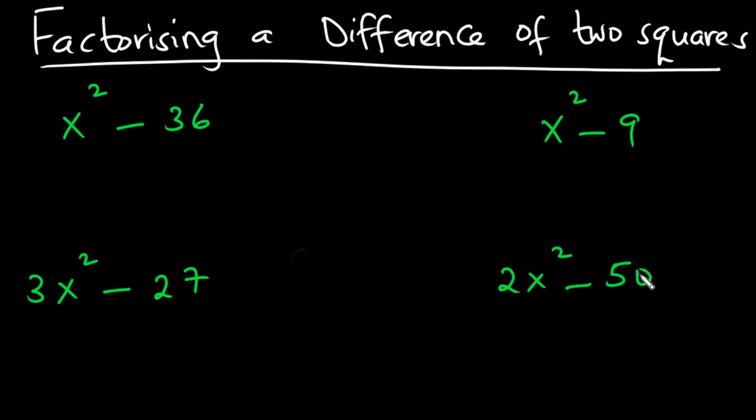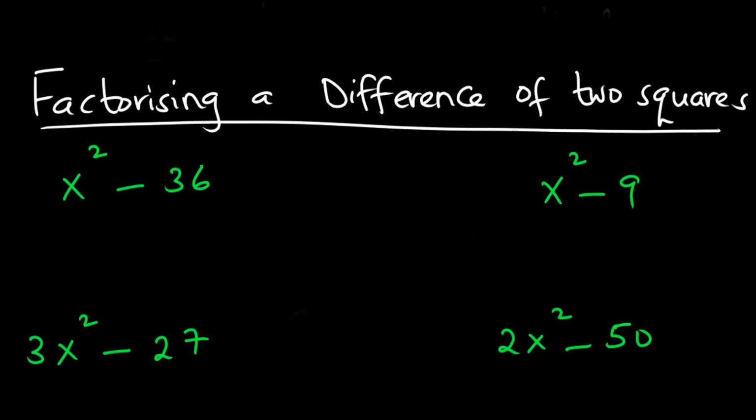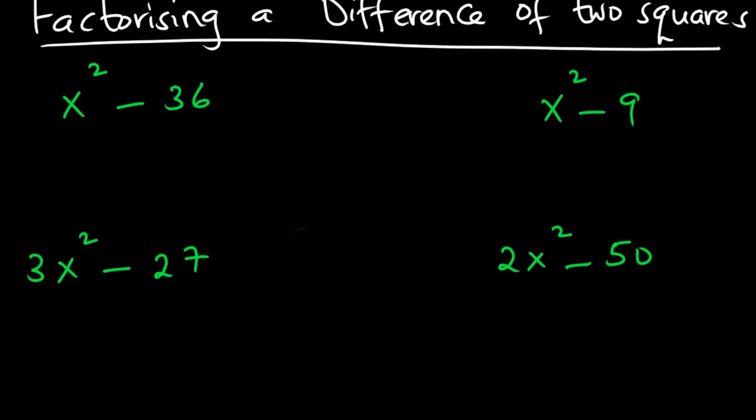I hope by the end of this video you will have understood this concept of a difference of two squares. We call it a difference of two squares because we are involving two squares. For example, for this one, this is a square of x and this is a square of 6, and then we are getting the difference. The difference of two squares.